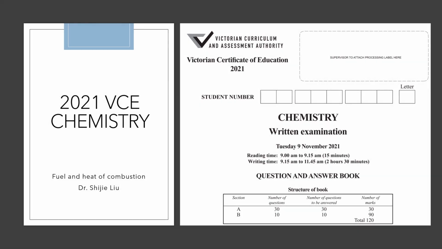Today, let's learn together about the NHT VCE Chemistry Examination 2021. We will focus on questions related to fuel and reaction heat. This section includes the type of fuels, enthalpy of reaction, and calorimeters. My explanations may need to be revised.